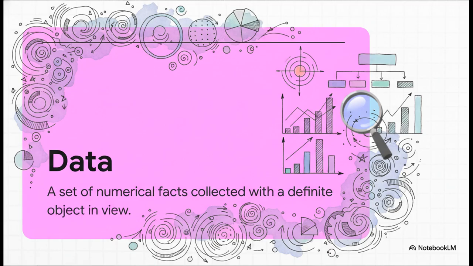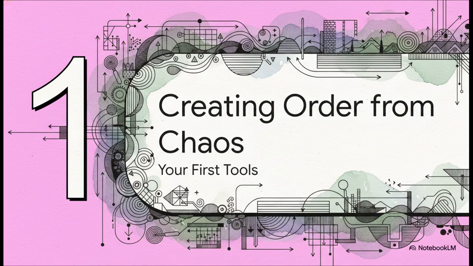But here's the part that really matters, with a definite object in view. See, we didn't collect these scores just for fun. We collected them to understand how the students are performing. And to do that, we need to bring some serious order to this chaos. So how do we actually do that?